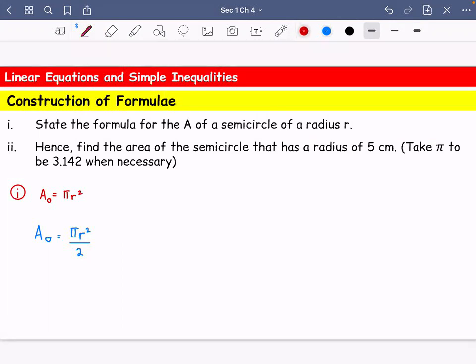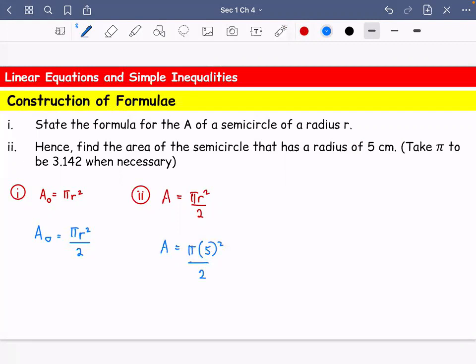So given that area of a semicircle is pi r squared divided by 2, what if the radius given is 5 centimeters only? So that is equal to area is equal to pi, and then the radius 5 squared divided by 2.